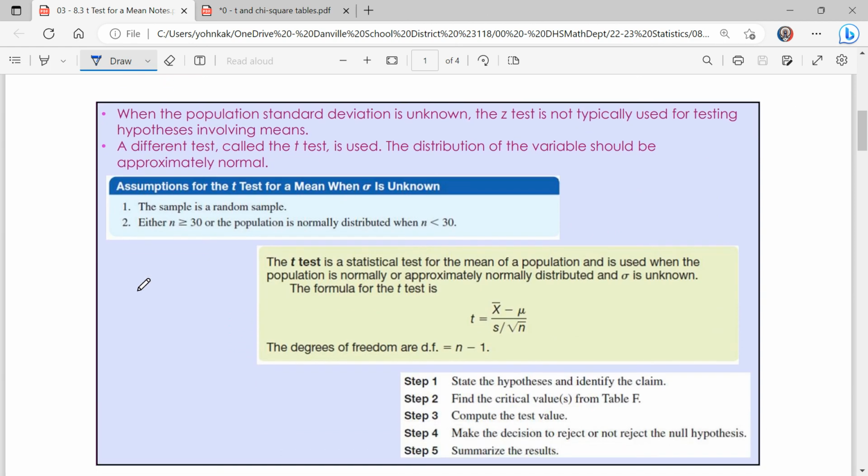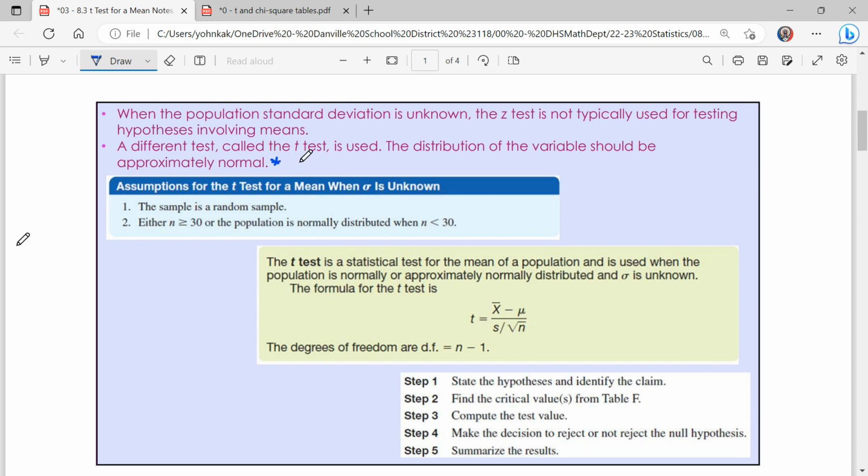Okay, so when the population standard deviation is unknown, the z-test is not typically used for testing hypotheses involving means. A different test called the t-test is used. The distribution of the variables should be approximately normal. Super important. Always check to see if stuff is normally approximated.